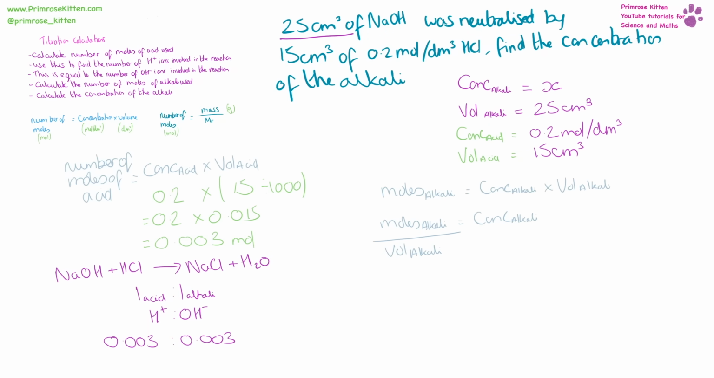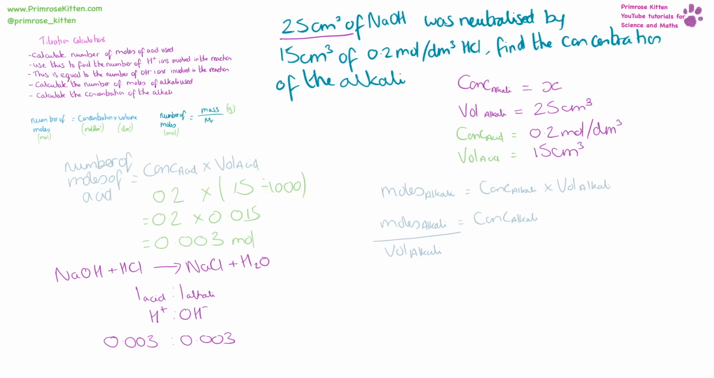Now we know the number of moles of alkali. We can use concentration times volume again, rearranging that because we know the moles and we know the volume to find the concentration. We can use moles equals concentration times volume again and rearranging that because we know our moles and we know our volume. So moles divided by volume will give us concentration.